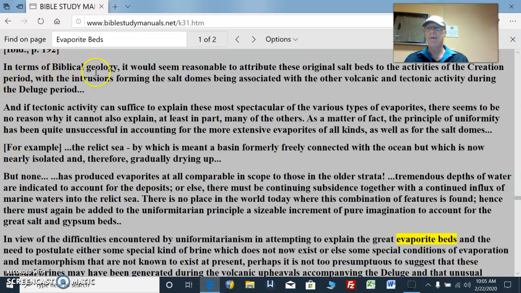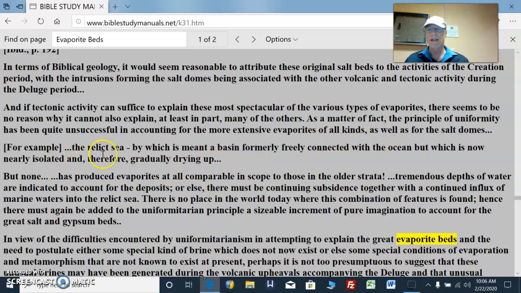In terms of biblical geology, it would seem reasonable to attribute these original salt beds to the activities of the creation period, with the intrusions forming the salt domes being associated with the other volcanic and tectonic activity during the deluge period, cataclysmic type of activity. And if tectonic activity can suffice to explain these most spectacular of the various types of evaporites, there seems to be no reason why it cannot also explain, at least in part, many of the others. As a matter of fact, the principle of uniformity has been quite unsuccessful in accounting for the more extensive evaporites of all kinds, as well as for the salt domes.